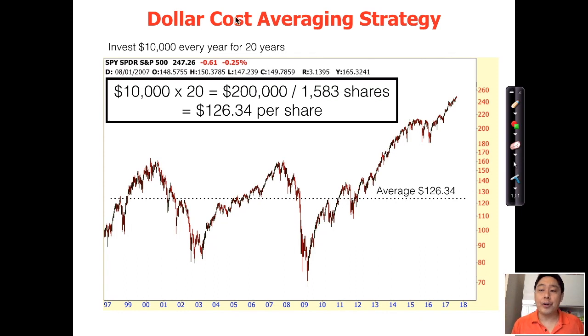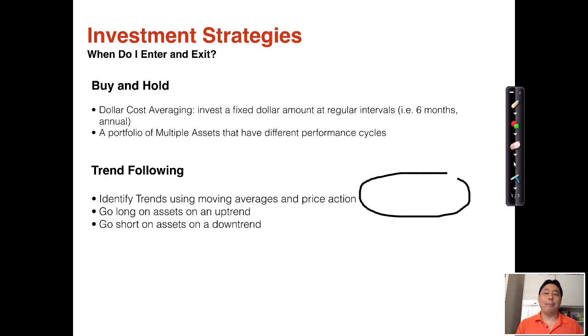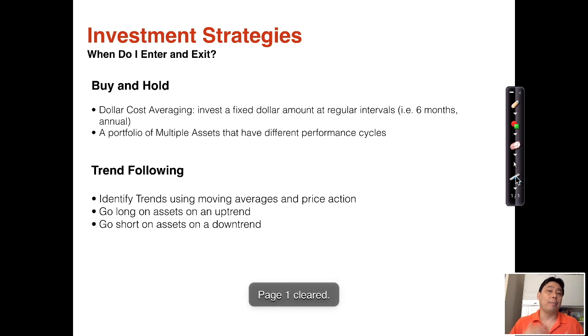So from dollar cost averaging, which is basically, again, buying at the average price over a long period of time, let's move on to the second approach, which is my favorite approach. It's the approach that I use personally because I can make a lot more money from it, but it takes more monitoring, it takes more skills, and that's known as trend following.